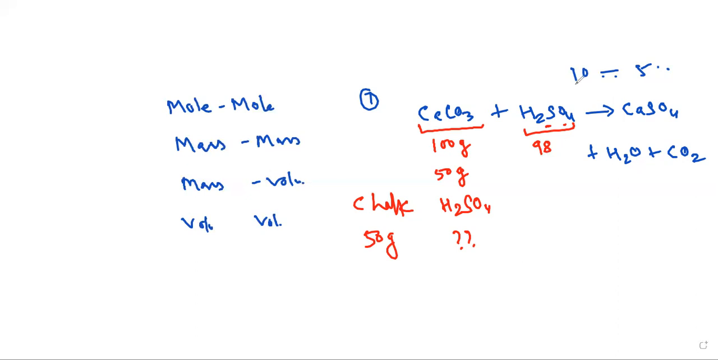So try to avoid the unitary method. I simply hate this method. I found this very confusing. Ma'am, I get confused with the atomic masses of the elements. No, I'm not saying that. Avoid the unitary method to solve such questions. What I use is the simple conversion method: 50 gram of CaCO3.